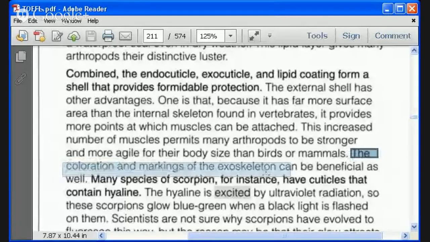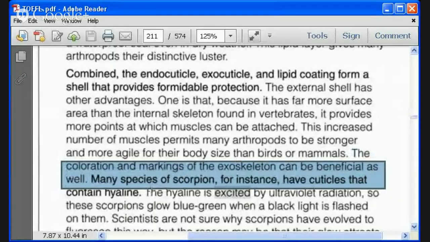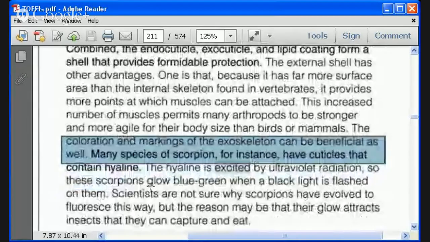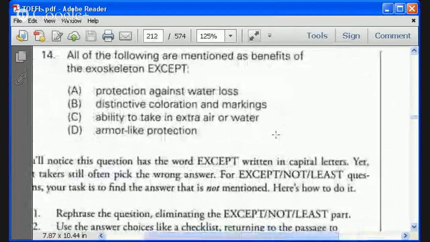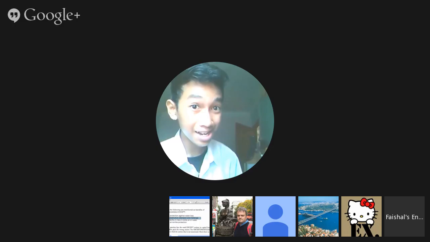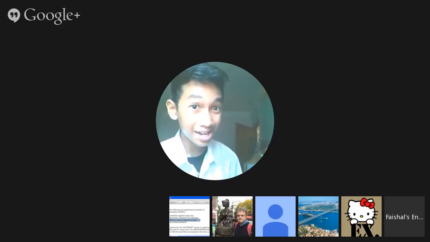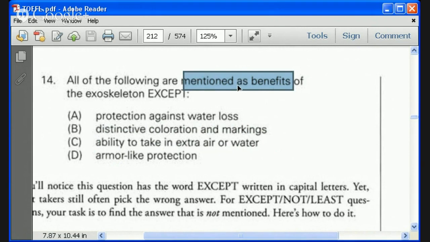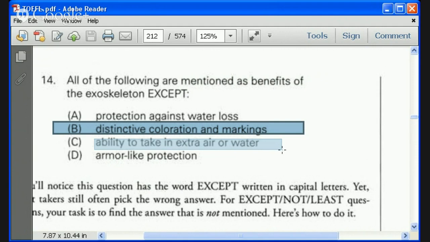The coloration and markings of the exoskeleton can be beneficial as well. The benefit? Okay. They can be beneficial. Okay. Are mentioned as benefits of the exoskeleton. Okay. I guess that's pretty direct, yeah. All right, so I eliminate that. Okay, probably. But are mentioned as benefits. I'm a little hesitant because they can be benefits. It doesn't say they are benefits. This may be a trap. All right, I'm not completely convinced. So now, because I'm not completely convinced, I need to continue.